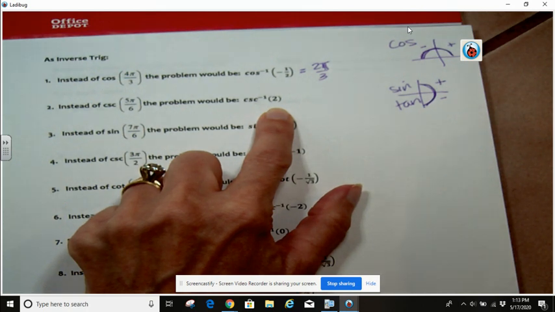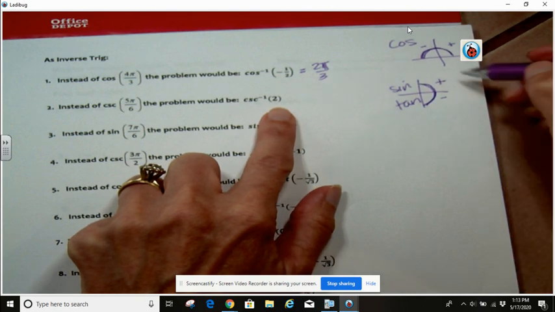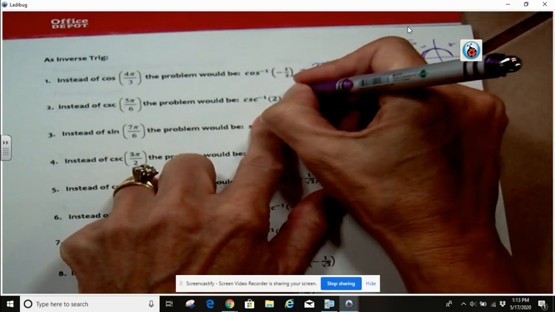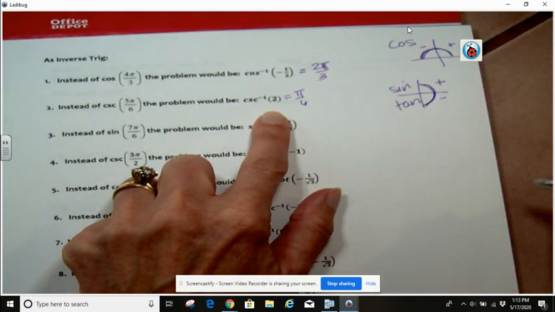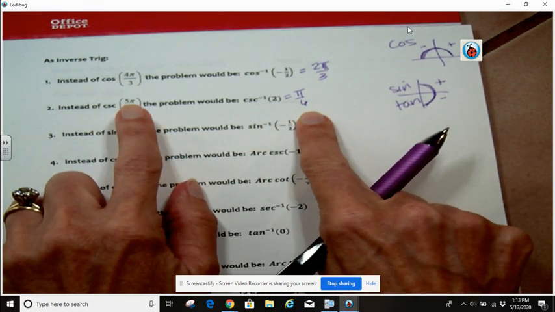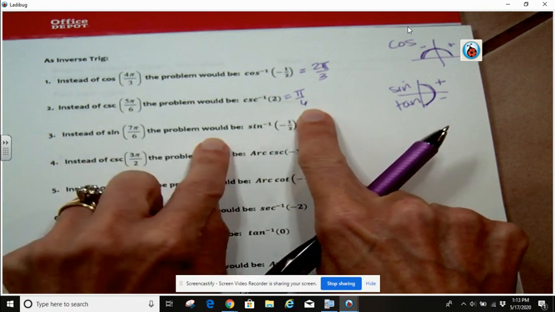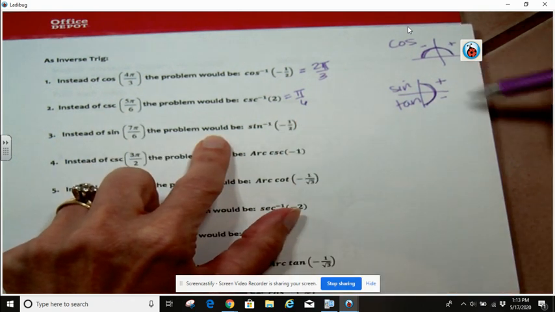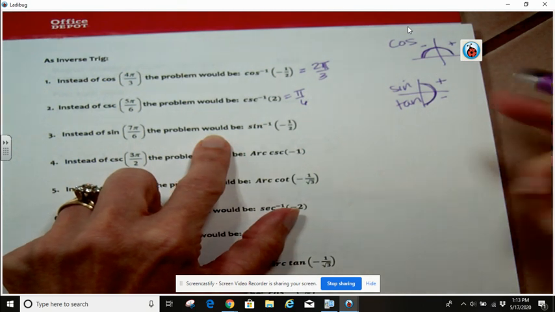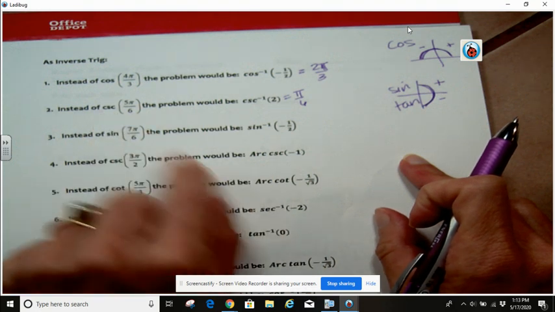And so instead of 5 pi over 6, if it's positive, we would choose the angle from the first quadrant, and we would answer with pi over 6. Okay. For a special angle problem, both pi over 6 and 5 pi over 6 have a cosecant value of 2, but for inverse trig, you only answer from the two allowed quadrants. And 5 pi over 6 would not be one of those quadrants. Second quadrant is not used for cosecant.